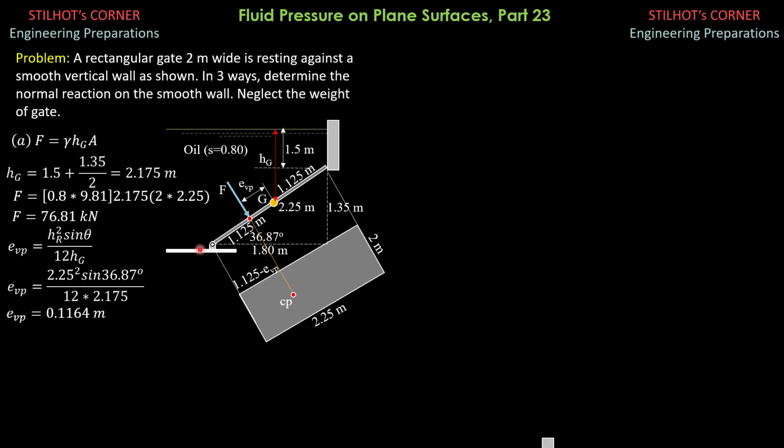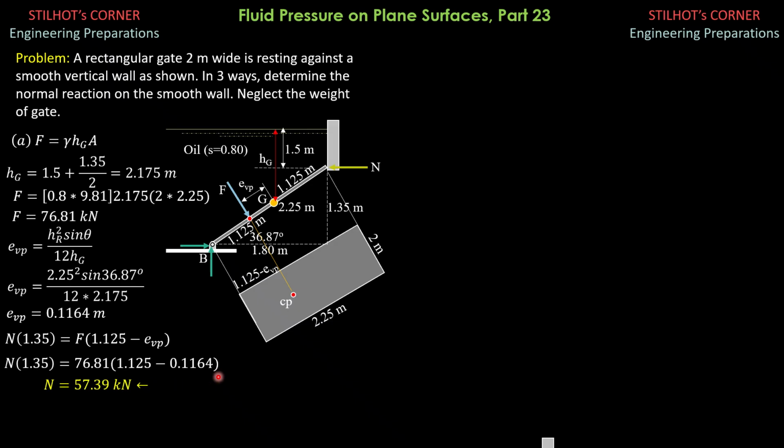Then we sum up moments about the lower pin. The reactions are there, and this is the normal reaction because the wall is smooth. The normal reaction is horizontal. So summation of moments about the lower end: N times 1.35 equals F times the quantity 1.125 minus e sub VP. Since everything is known, we substitute: N times 1.35 equals 76.81 times the quantity 1.125 minus 0.1164. So N is 57.39 kilonewtons leftward as shown.